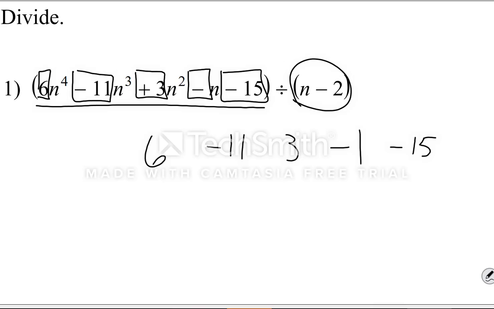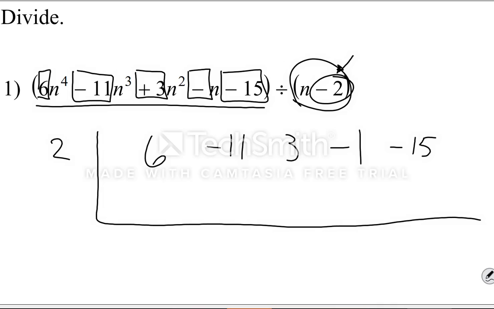Then I'm going to take the n minus 2, and remember how we always solve for zeros: we take the opposite of this number. So the opposite of that would be 2. I'm going to put that up front. Then I have this box that separates the 0 from all the coefficients of the polynomial terms.